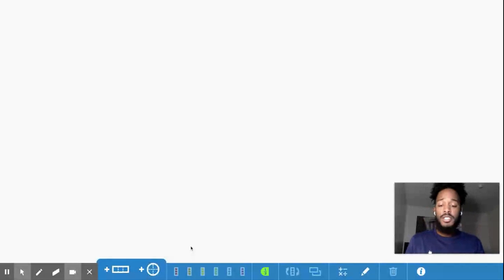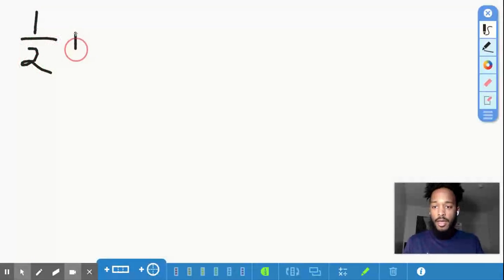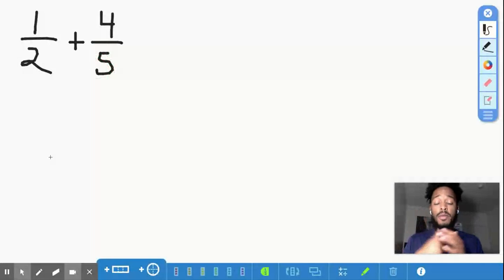All right, so ladies and gentlemen, I'm going to click on the marker at the bottom and make sure that my marker is highlighted. The two fractions that we were working with were 1 over 2 plus 4 over 5. Okay? So what I'm going to do, I'm going to use this application to help me model the addition of both of those fractions with unlike denominators.